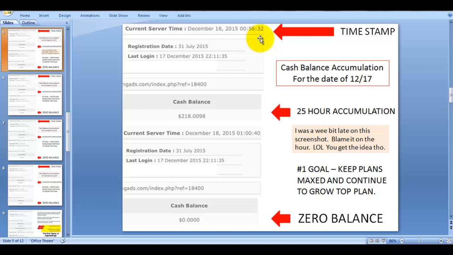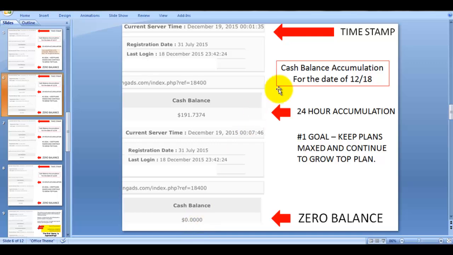I logged into my account, waiting for the login ad to run down, and in that short span of time, I fell back to sleep and woke up almost an hour later. So this is a little bit longer than a 24-hour accumulation. It's actually closer to 25, and then we have our one hour later zeroed out balance starting with my new day. My next slide is for 12/18, and you can see that I am 1 minute into December 19th.